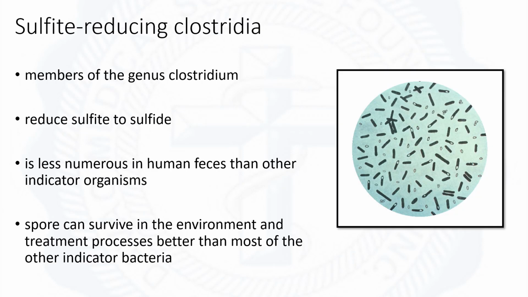So we also have sulfite-reducing Clostridia. These are members of the genus Clostridium, which can reduce sulfite to sulfide. The most important of the group is Clostridium perfringens. Although it is less numerous in human feces than other indicator organisms, its spore can survive in the environment and treatment processes better than most of the other indicator bacteria.